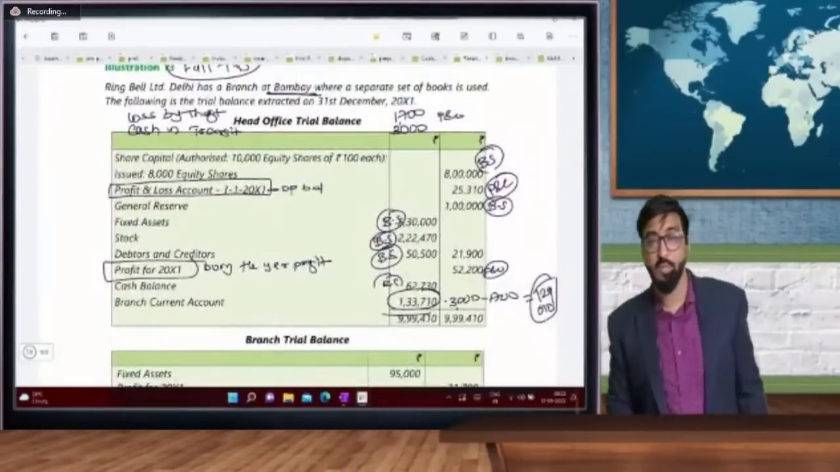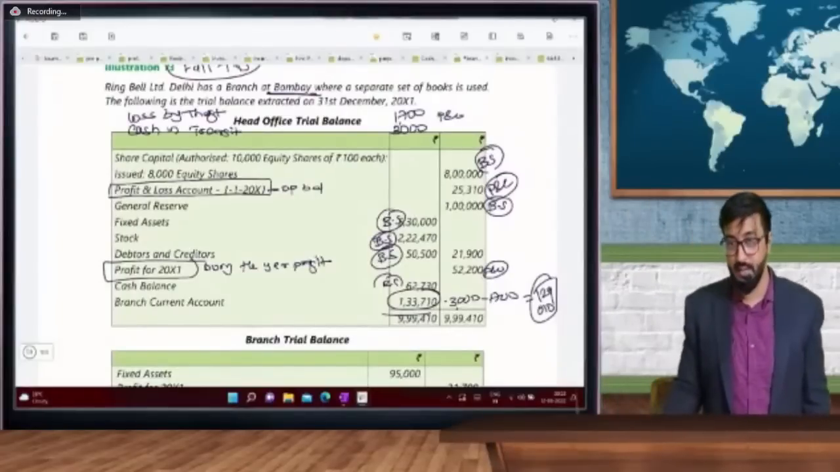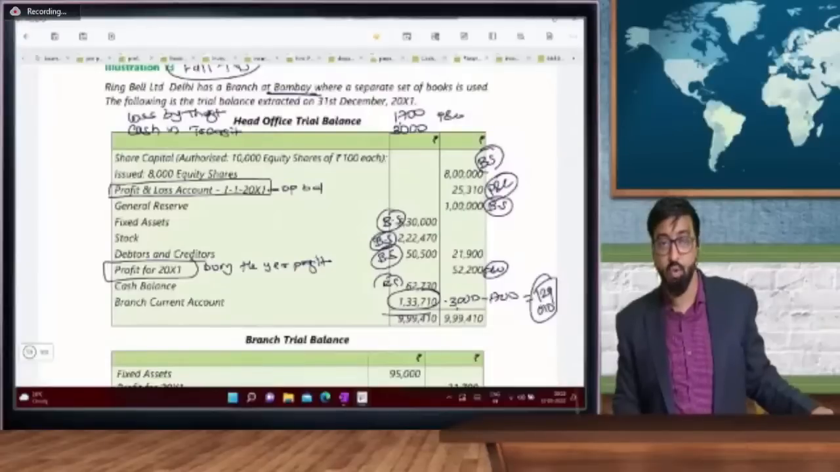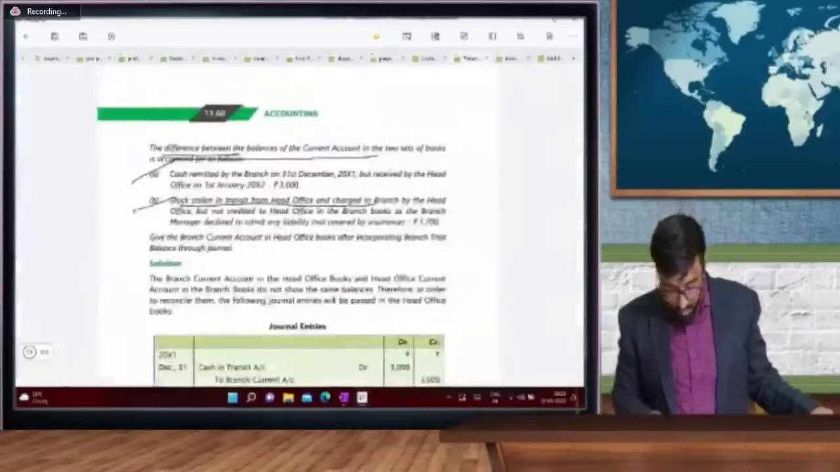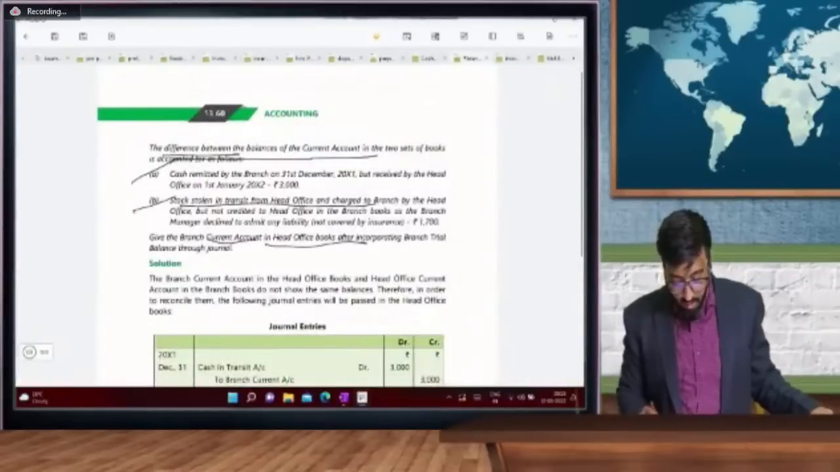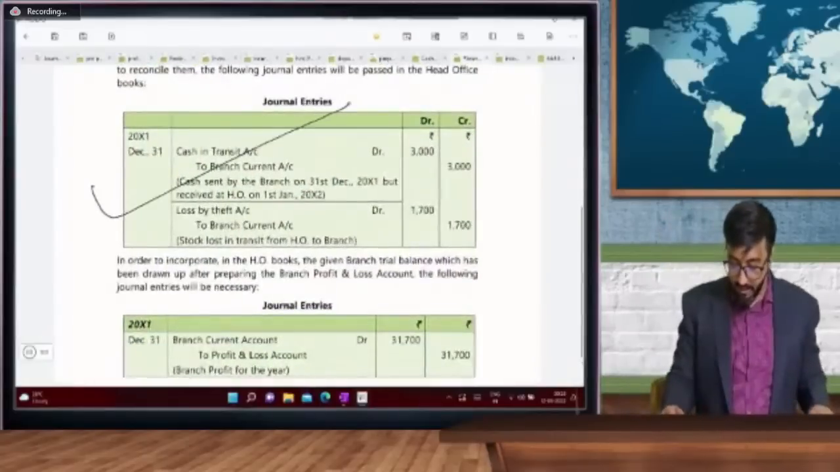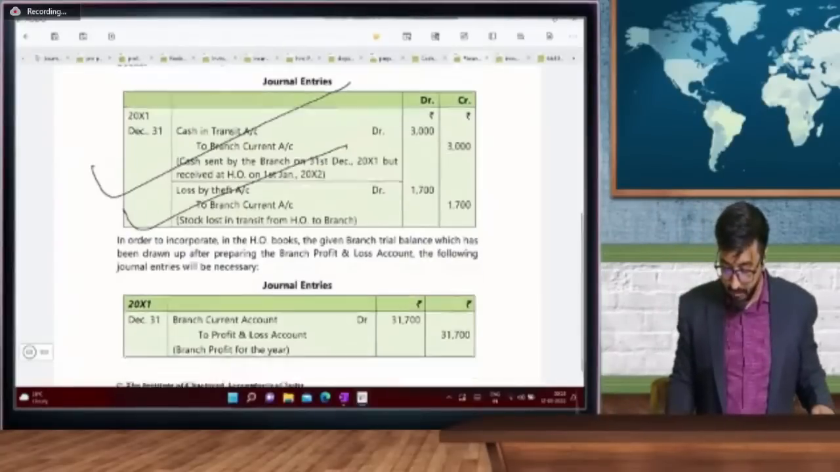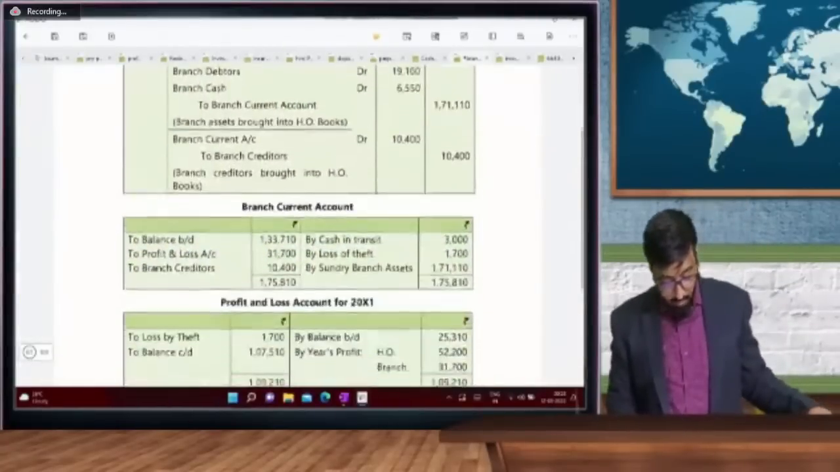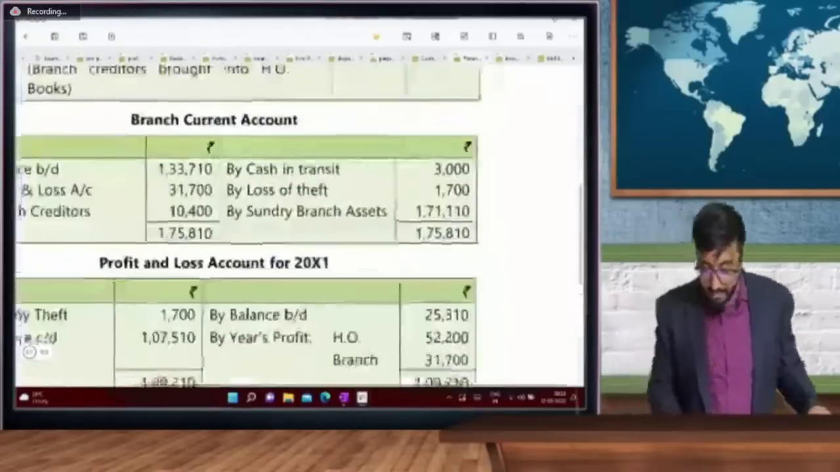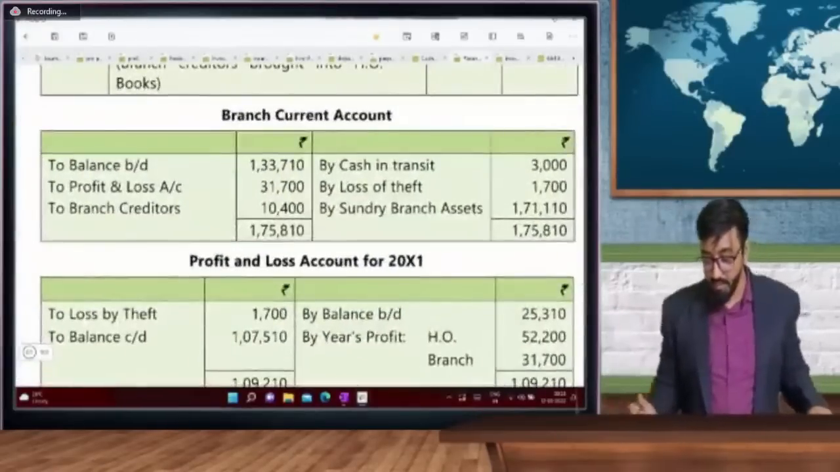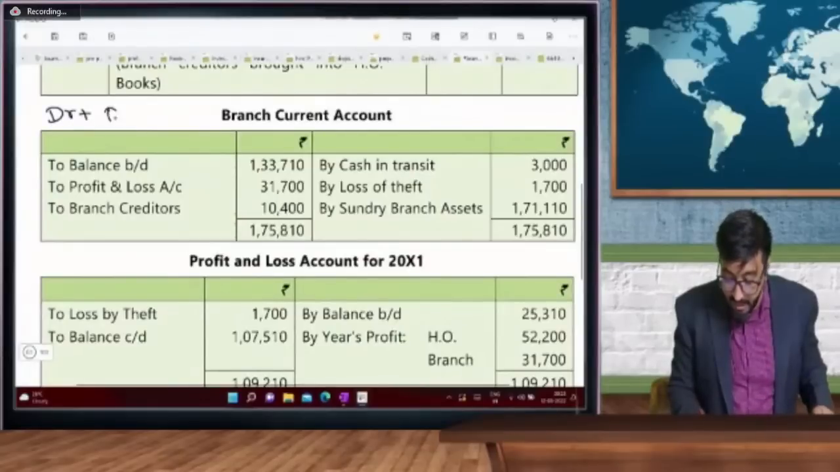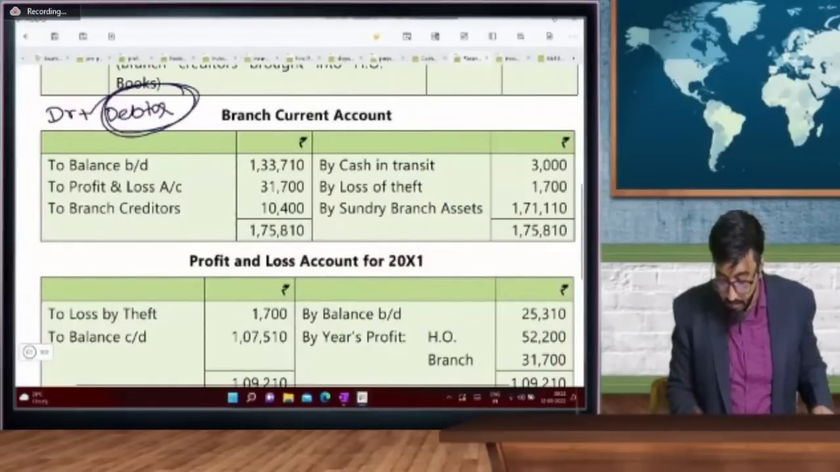So in head office books, how are you going to do these entries? See, entries are given by the ICAI only. In Part 1, ICAI has asked you only head office entries, and the branch current account after the journal entries. Cash in transit account debit to branch current account, loss by theft account debit to branch current account. And this is the branch current account. Now in head office books, branch is a debtor.